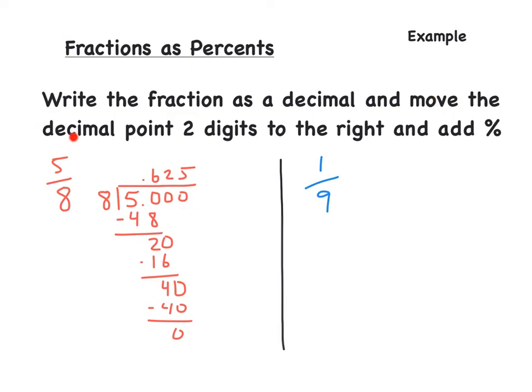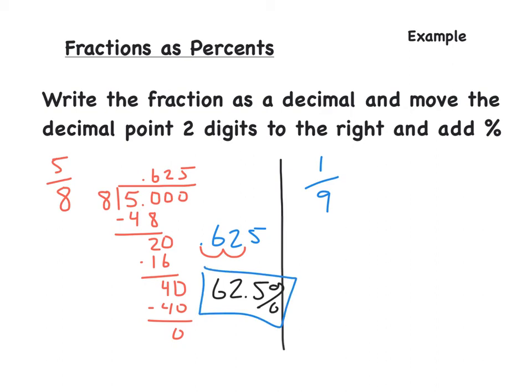We've made it into a decimal. So move the decimal point 2 digits to the right. If we have 0.625, we need to move this 2 digits to the right, rewrite it, add a percent. 5/8 is the same as 62.5%. Now let's go to the second one.